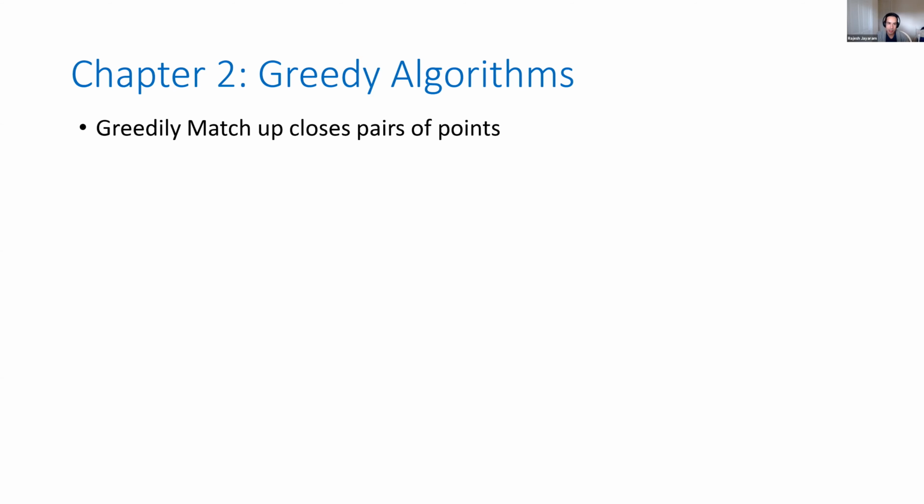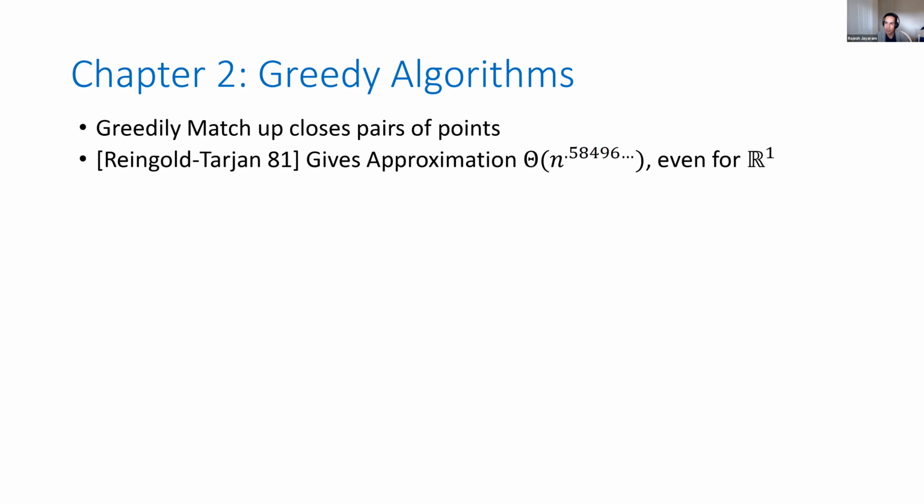Well, it may not be difficult to guess that this actually is a fairly bad algorithm. In particular, a paper of Reingold and Tarjan from the 80s shows not only does this give a polynomial approximation factor, like it gives an n to the 0.584 something approximation to the optimal solution, which is pretty bad because there's an n in it, but actually this is also tight. So this is actually the approximation factor which is given by the greedy algorithm. And this is even in a very simple metric space, just on the line. So this is a very interesting result, which says that greedy is pretty poor, even for very simple metric spaces.